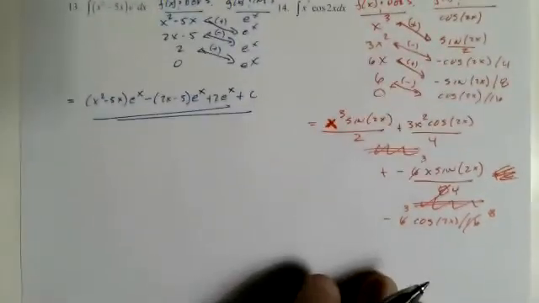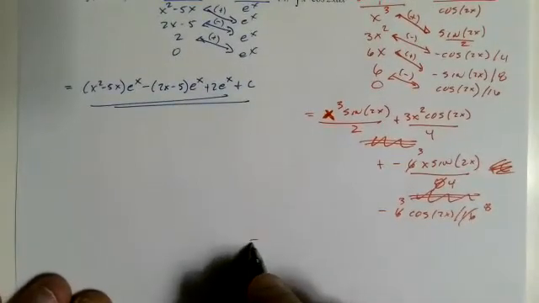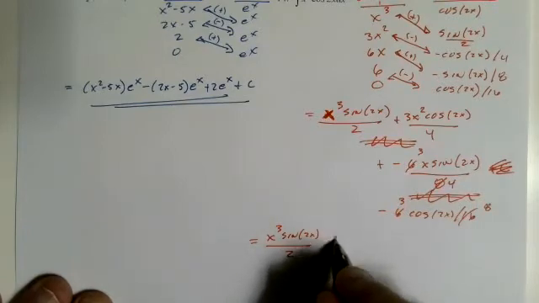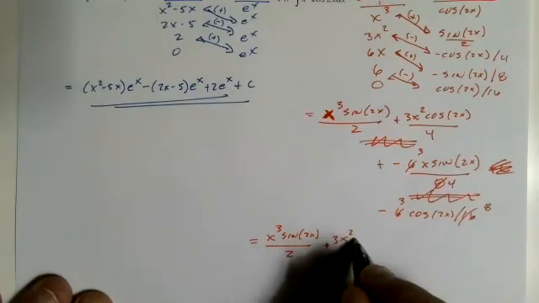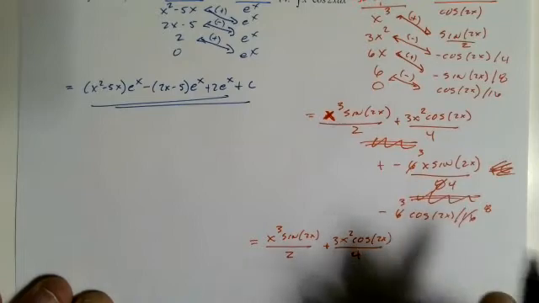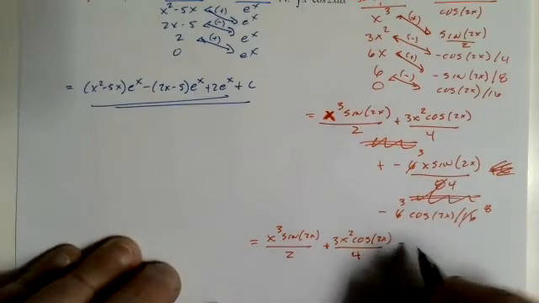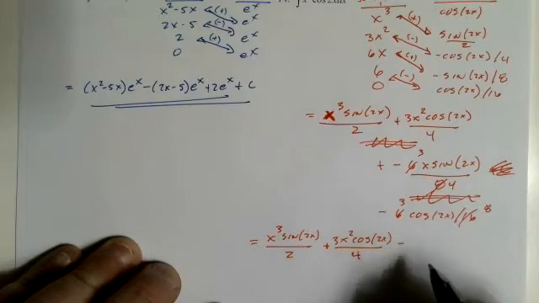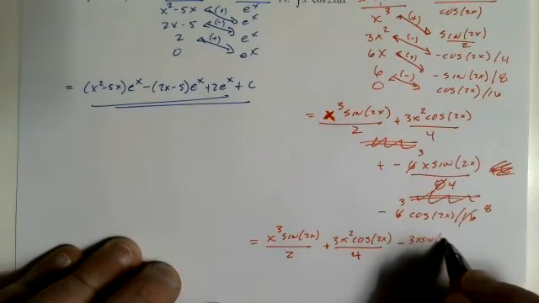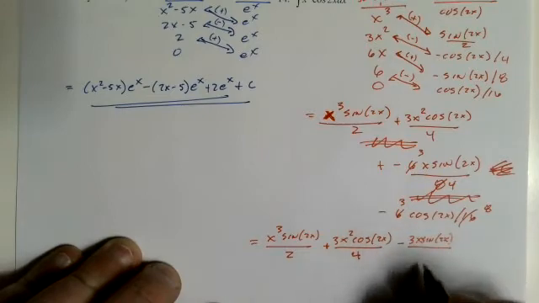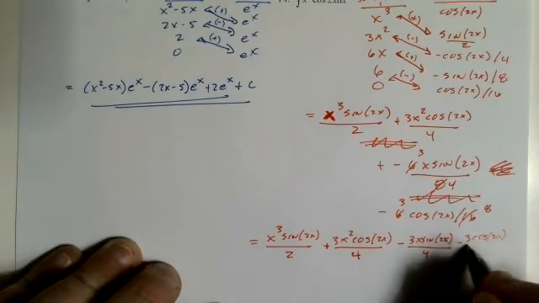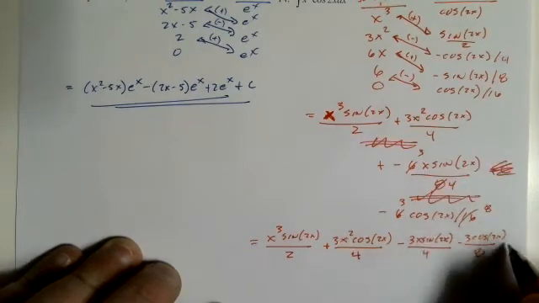So equals x to the third sine of 2x over 2 plus 3x squared cosine of 2x over 4 minus 3x sine of 2x over 4 minus 3 cosine of 2x over 8 plus c.